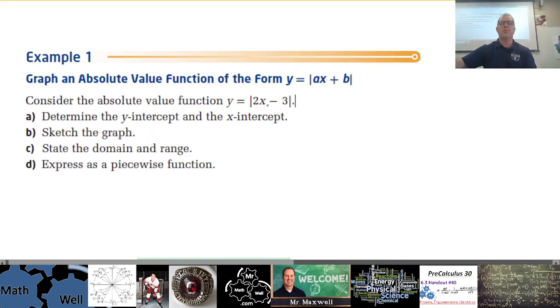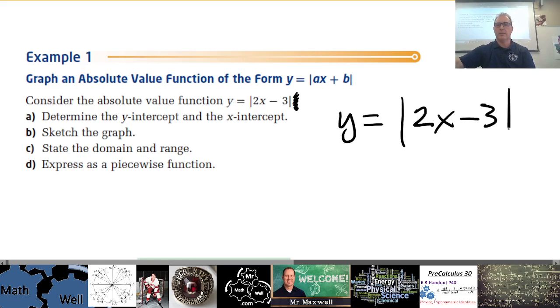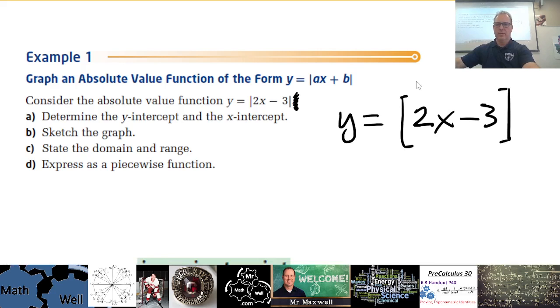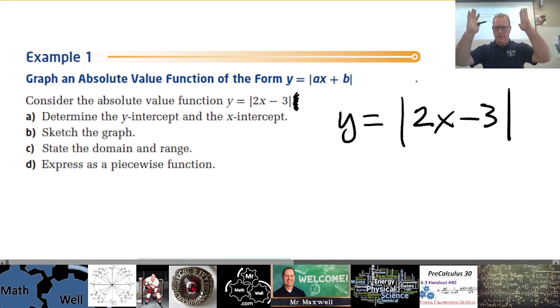Consider this absolute value function, y equals the absolute value of 2x minus 3. And I think this is just a random cursor that shouldn't be there. So y equals, I'll write that a little bit bigger for you in the back. Looks like that. And use these straight brackets. Don't put little tails on them or anything like that, that's not absolute value. So don't do that, just a nice straight bracket. So determine the y-intercept and the x-intercept.